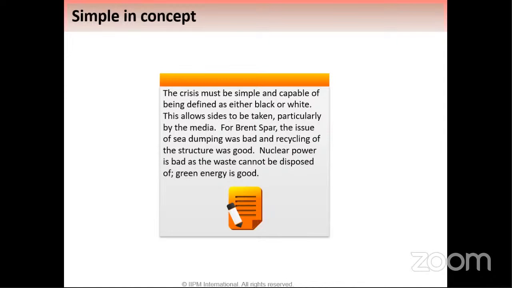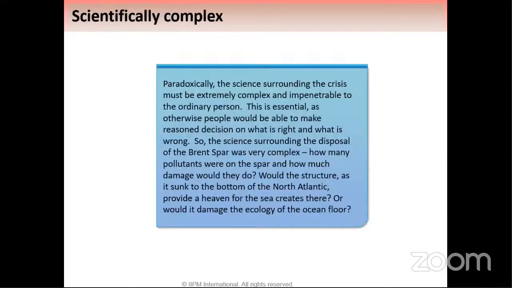For Brent Spar, that was mentioned in the manufactured crisis when this lecture started, the issue of sea dumping was bad, and recycling of the structure was good. Nuclear power is bad, as waste cannot be disposed of. Green energy is good, all right?